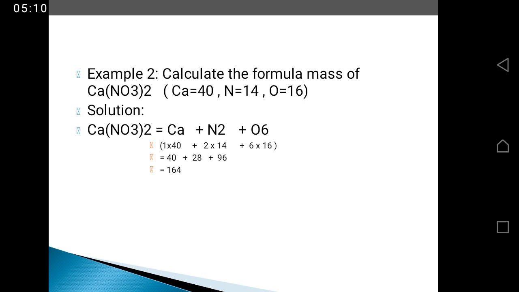So to solve this problem, you see the 1 atom of calcium times the relative atomic mass of calcium, which is 40, plus the 2 atoms of nitrogen times relative atomic mass of nitrogen, which is 14, plus 6 atoms of oxygen times the relative atomic mass of oxygen, which is 16. And that will give us 1 times 40 is 40, 2 times 14 is 28, and 6 times 16 is 96. If you sum it all together, you're going to have 164 as your relative molecular mass, or otherwise regarded as your formula mass.